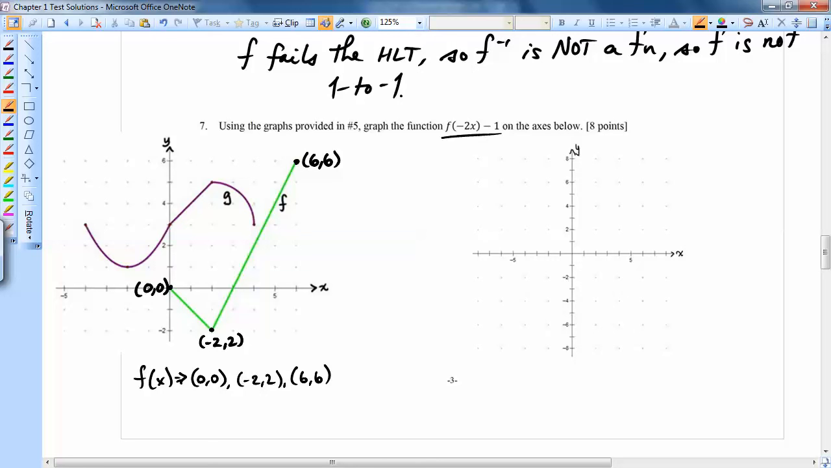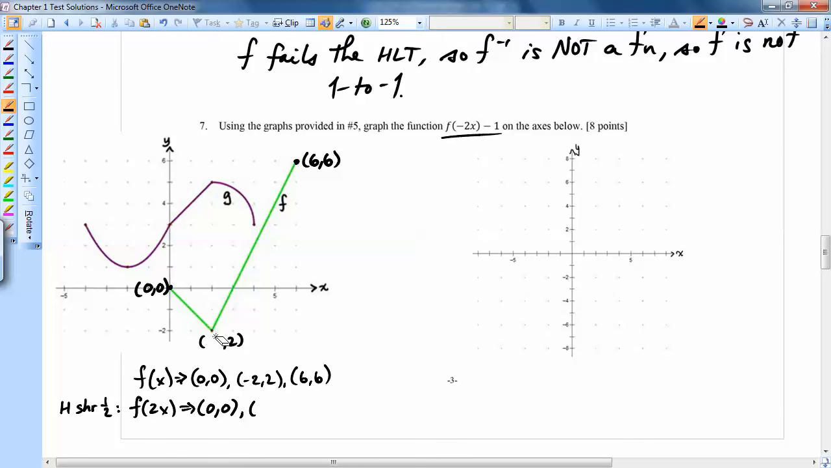Well, somehow I have to transform it into f of negative 2x minus 1. So let's do f of 2x first and see what happens. If I do f of 2x, that is a horizontal shrink by a factor of a half. And what that does to my points and to my graph is it shrinks it in. Everything gets squished towards (0, 0). Like if I used to have x equals 4, well now it's at x equals 2 because it got shrunk. So (0, 0) doesn't change, but (-2, 2) does.